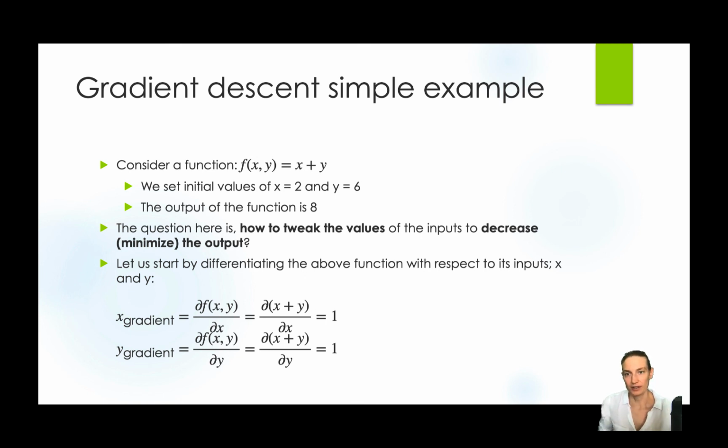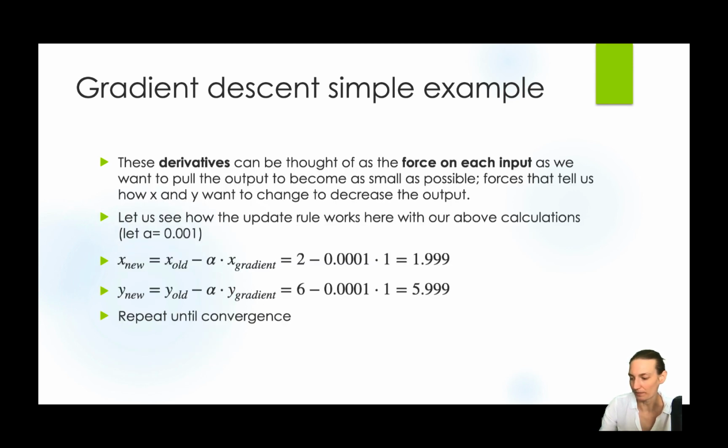Sorry, how do we tweak not the coefficients here, but the input. It's a simplified example. Let's calculate the gradients first. Gradients are the partial derivatives. Simply because this is such a simple function, the partial derivative for both x and y is 1. That means that the gradient is 1.